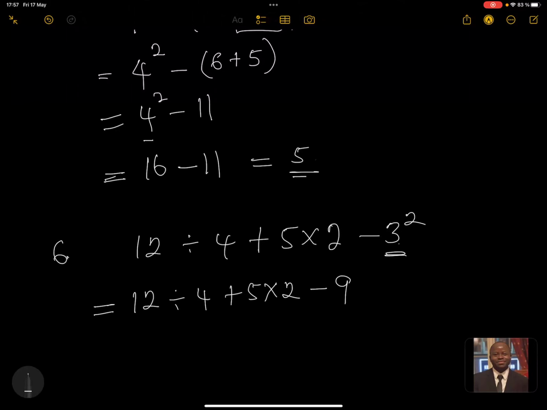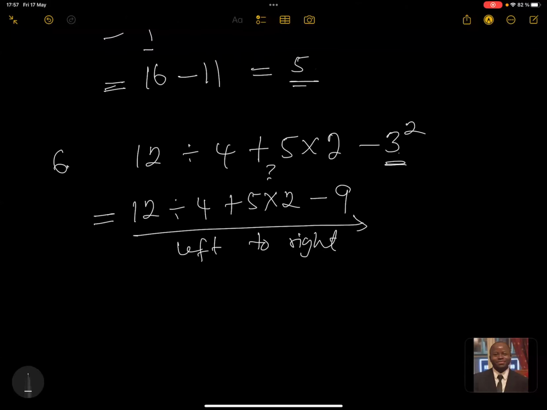Now I'm dealing with the exponent. Then it's followed by what? If it is BODMAS, you have to deal with division. If it's PEMDAS, you have to deal with what? Multiplication. But I said both division and multiplication are at the same level. You start with the one that comes first when you are coming from the left. Now, you can see this is division, this is multiplication. You cannot start here. No. Because if you are coming from left to right, you are going to see division before you see multiplication. So you must start from the left.